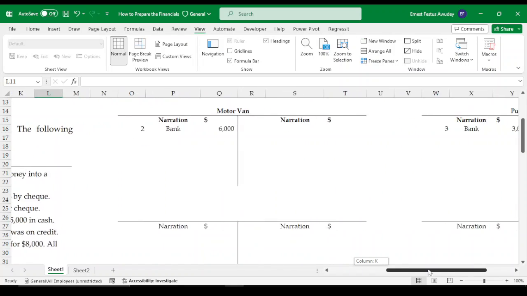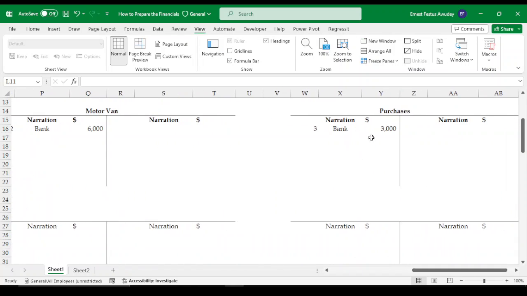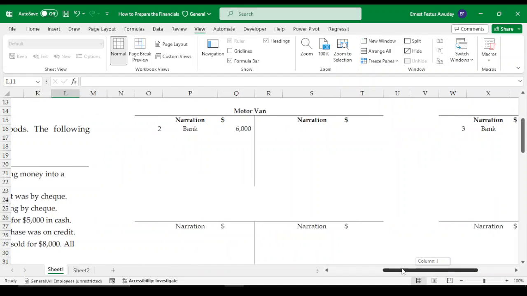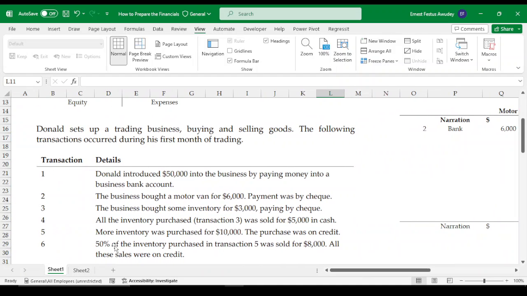So we are going to record those transactions which we have already done. Let's continue. We go to transaction 4. All the inventory purchased in transaction 3 was sold for 5,000 in cash. All right, so let's analyze the transaction. You are saying that the inventory we purchased in transaction 3 has been sold for 5,000.